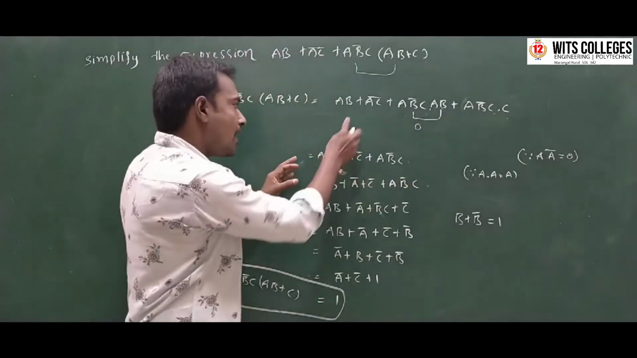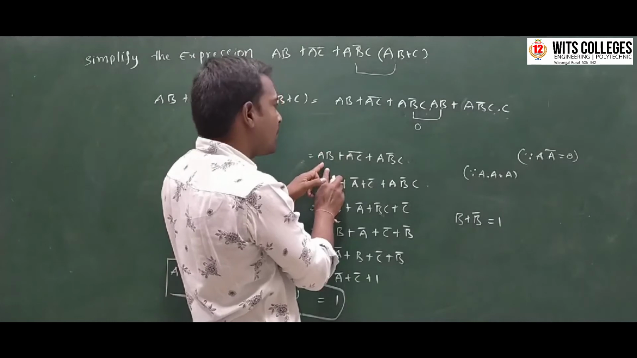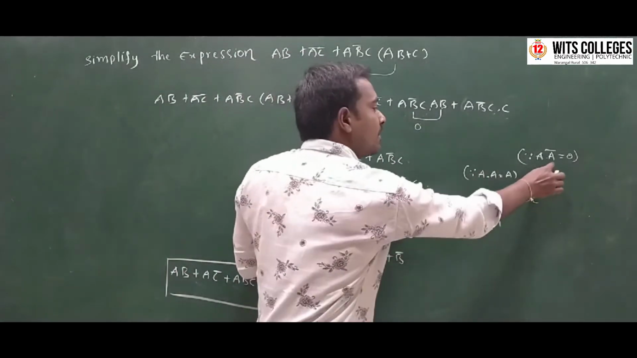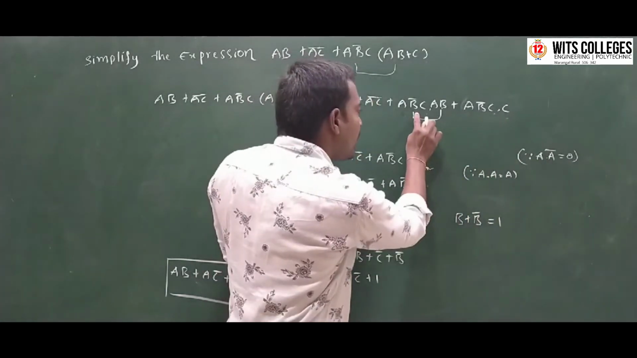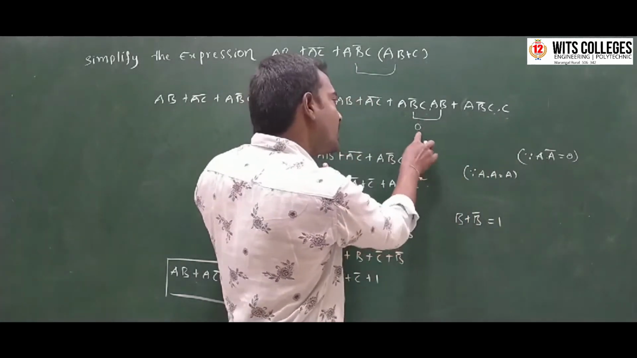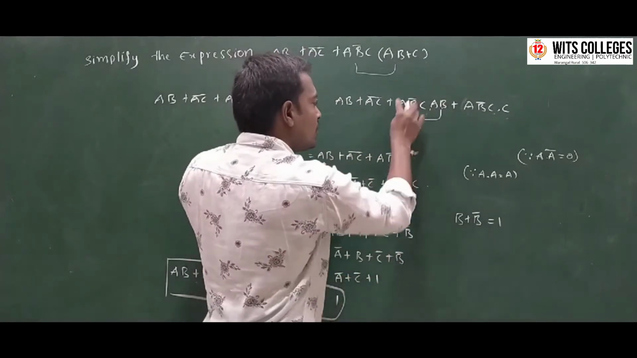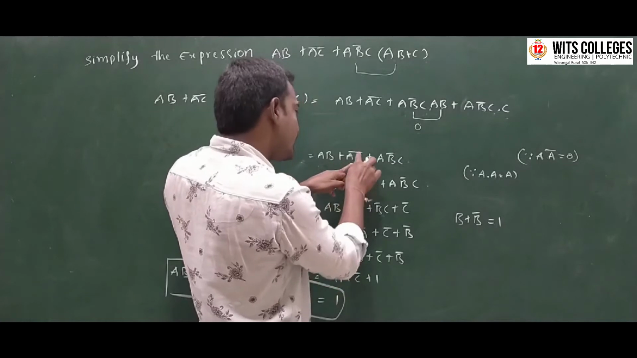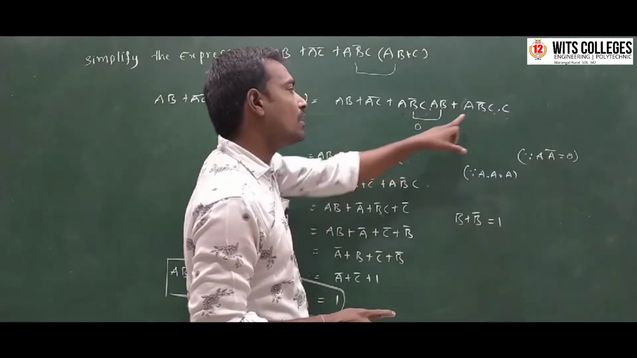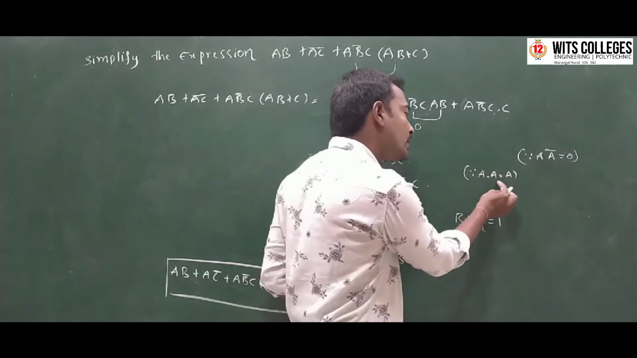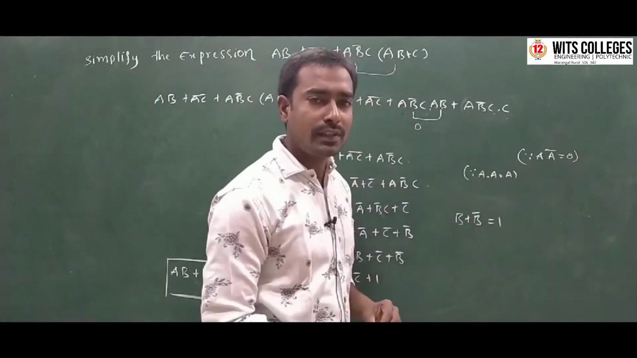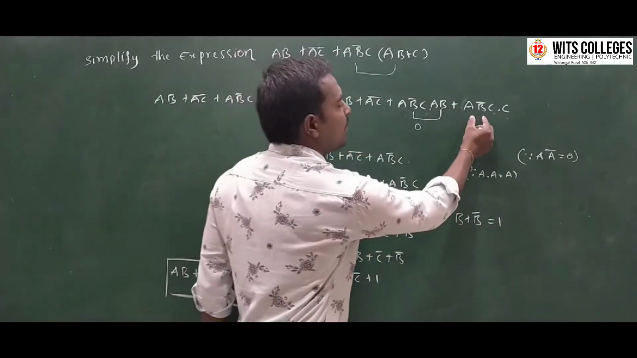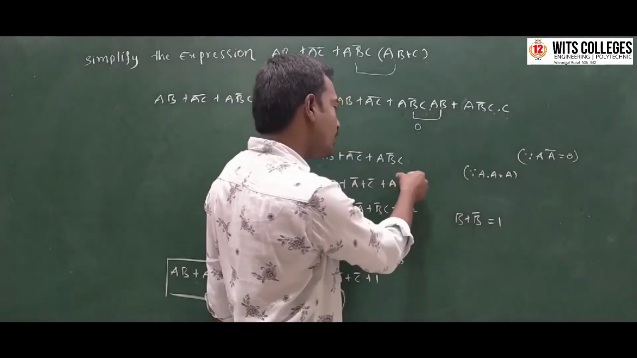So we have A into B is equal to AB, and we have a formula, that is A into A bar is equal to 0. So we have B into B bar, that will become 0 here. So this total term will become 0. So A into B plus A into C whole bar plus A B bar C, and we have A into A is equal to A. By using the Boolean laws, A into A is equal to A. So A B bar C into C equals A B bar C.